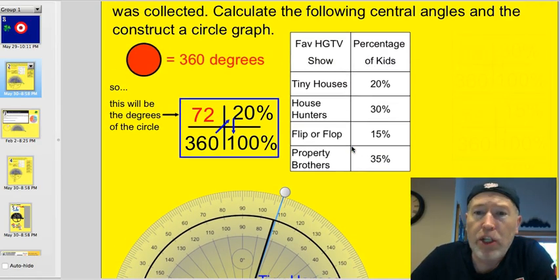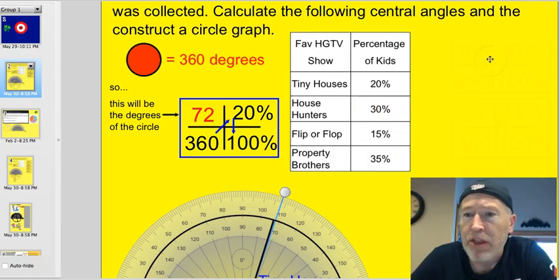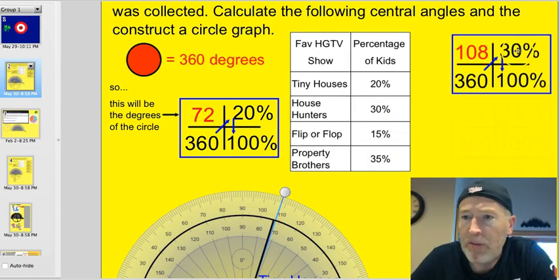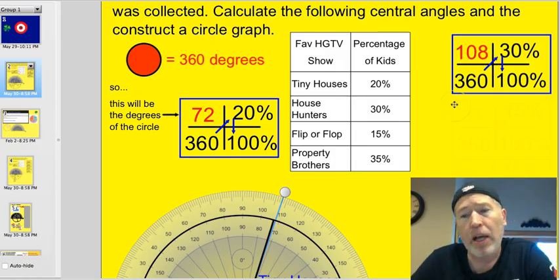Okay, let's take a look at the other ones then. Now we have House Hunters at 30%. If you put 30% into the box and you take 360 times 30%, divide by 100%, you'll get 108. Again, I don't want to do this every time, but I want you to understand that we've created two equal fractions here. 30% out of 100 is the same as 108 degrees out of 360 degrees. So I can put in 108.